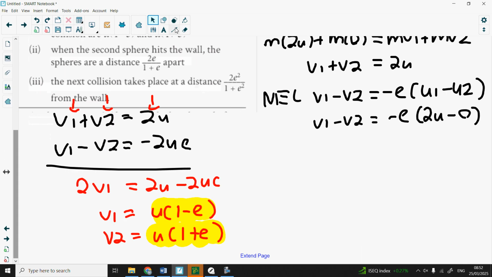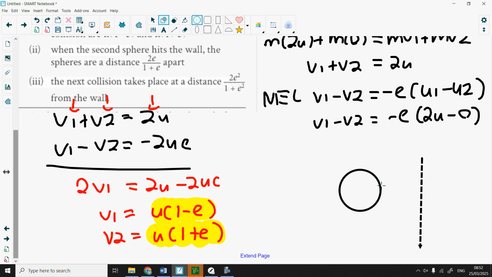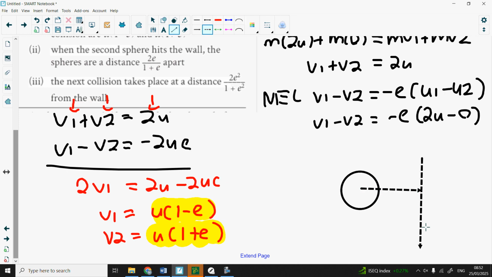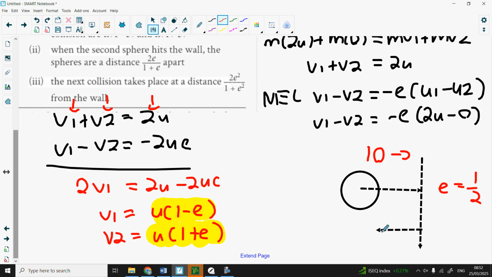Now we're going to work with the next collision. The next collision is the following. It's coming into the wall. The second particle is coming into the wall, and here's what happens. All right, you ready? This is coming in, and this is coming back out again. Okay. Now we're going to simplify the question. If this is coming in at a speed of 10, and the E value is a half, what does it exit as? 5 in the opposite direction.